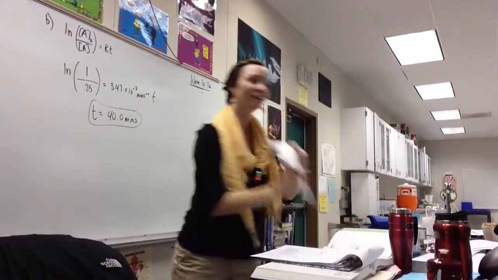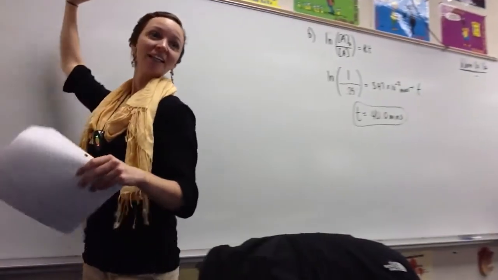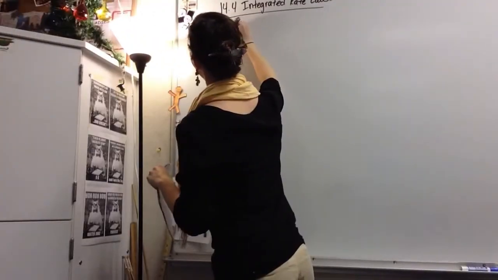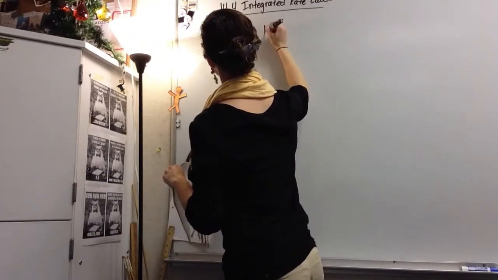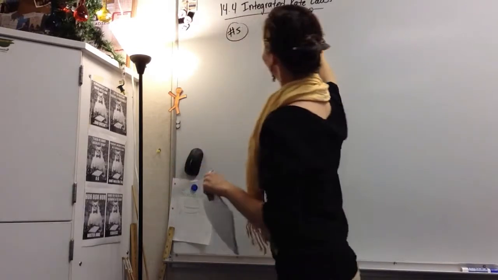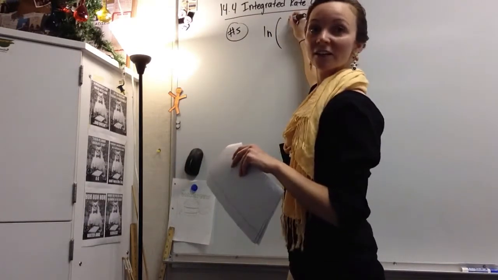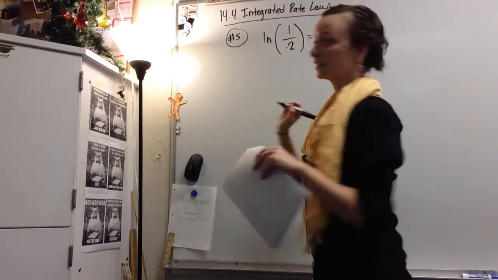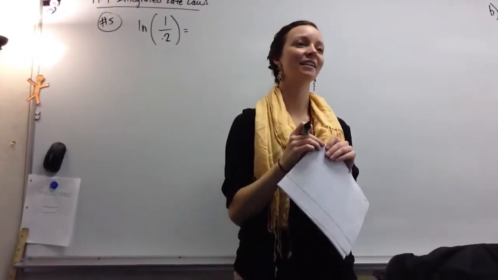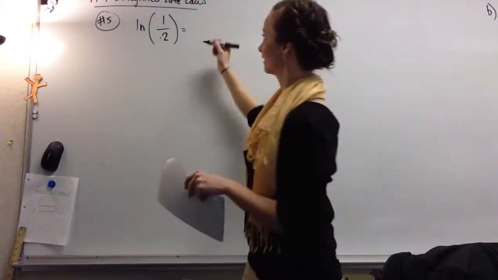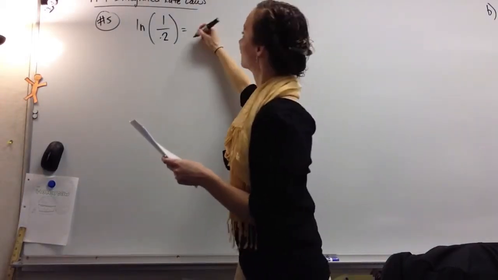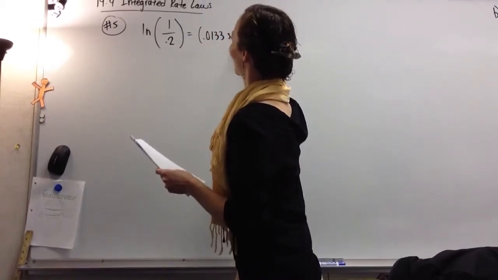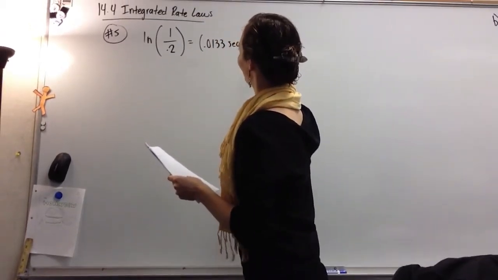So for number 5, let's see. Bailey, how'd you set up number 5? Okay. I used how you did it in part B. So I put ln of 1 over 0.2, because there's 20% left after the reaction. And then I set that equal to the k-value of 0.0133 seconds to the minus 1. And then solving for t.